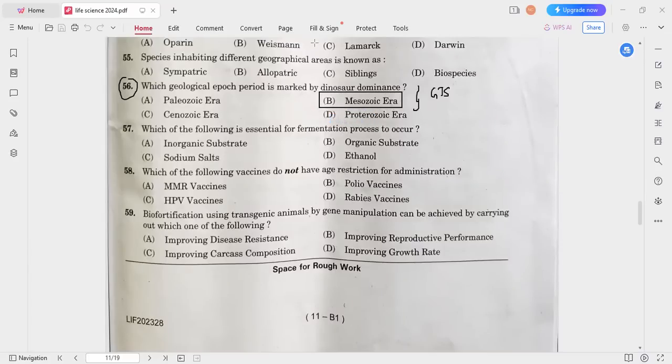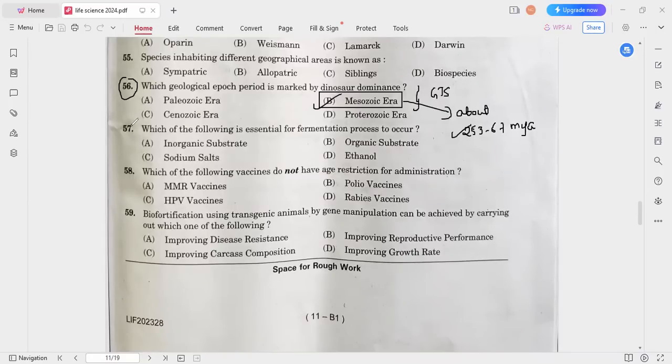The Mesozoic era took place about 253 to 67 million years ago. This is the time period of the Mesozoic era. Reptiles, especially dinosaurs, ruled the world in the Mesozoic era, and it is also called the golden age of reptiles. So the answer for question 56 is option B, Mesozoic era.